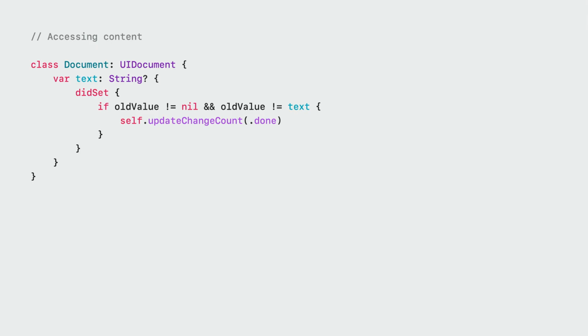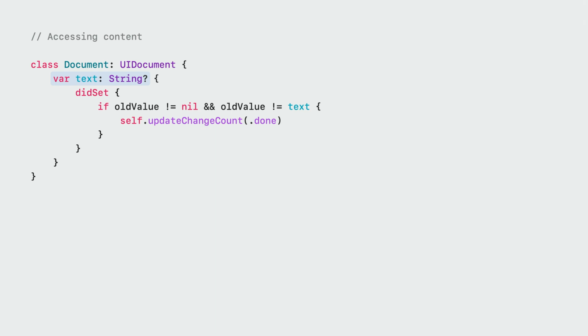Now, let's make sure we have a way to access the content of the document. An easy way to provide access to the document's content is by adding properties for that content. In this example, I add a single text property that contains the full markdown string. This property will be set when loading the document initially, as discussed on the previous slides. The app can then update this text whenever the user edits the document.